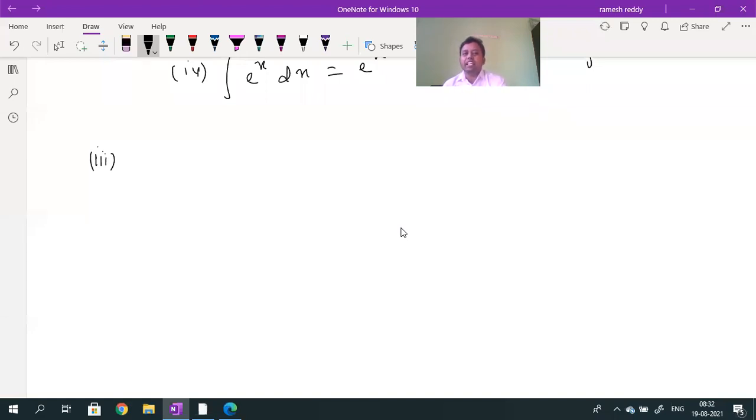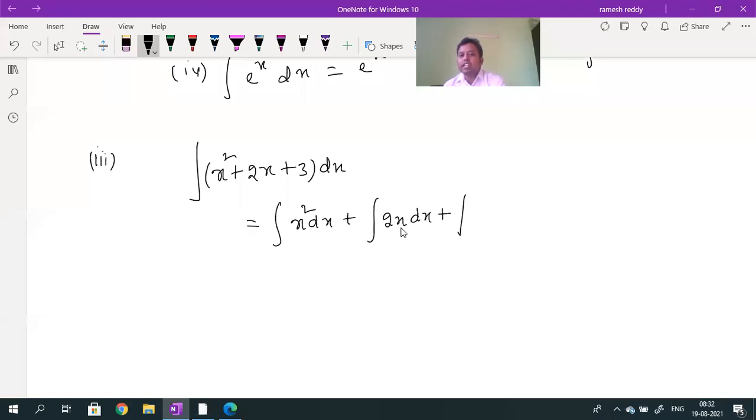Example for indefinite integration. Now if I write the integral of (x square plus 2x plus 3) dx. This is given. Now limits are not there. When limits are not there, this will come under which integration? Indefinite integration. Now how can I solve this? It can be written as integration of x square dx plus integration of 2x dx plus integration of 3 dx.